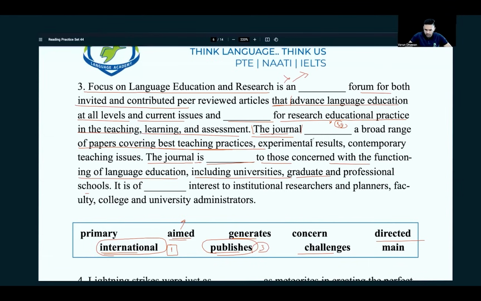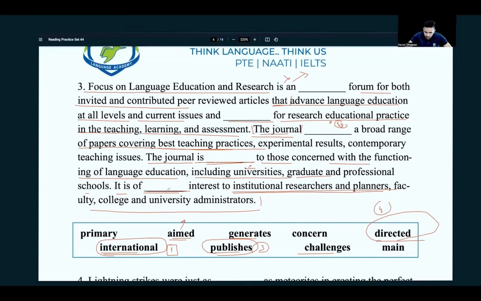Is aimed to or directed to? Aimed towards, directed to means the main audience is. Directed to will be the right answer over here. So fourth answer is directed to. The journal is directed to means we are aiming at those people who have interest in functioning of language education, including universities, graduate and professional schools. It is of dash interest to institutional researchers and planners, faculty, college, and university administrators. So because it is aimed towards universities, they will have a very high interest.